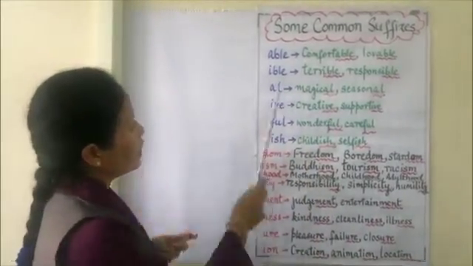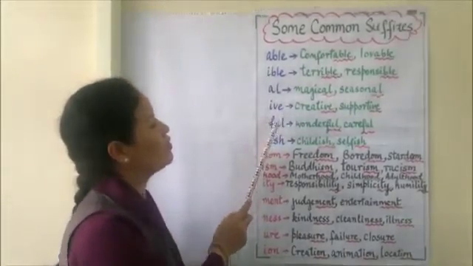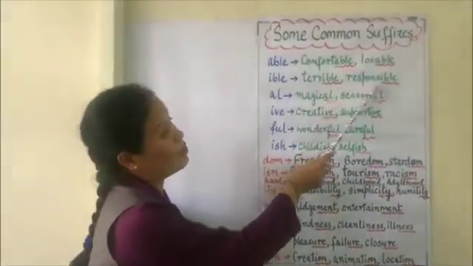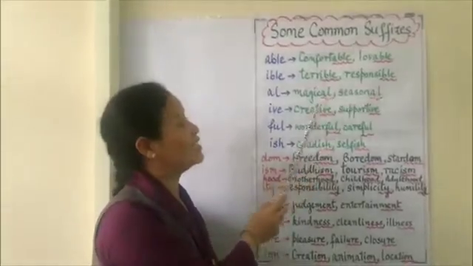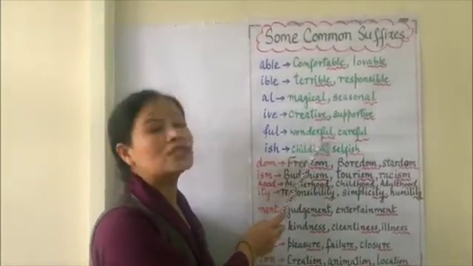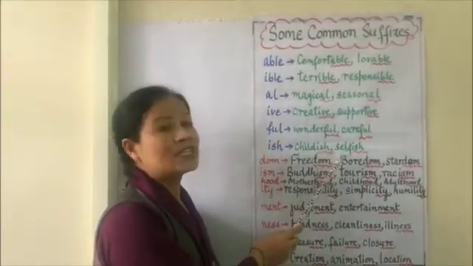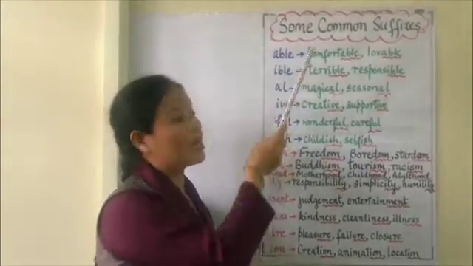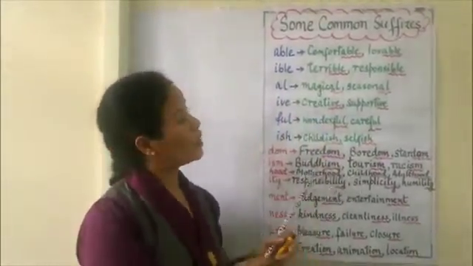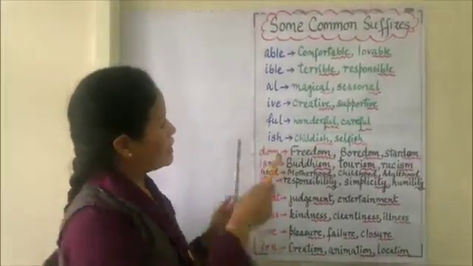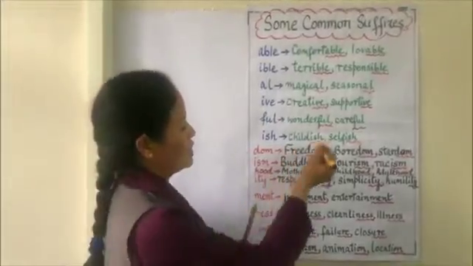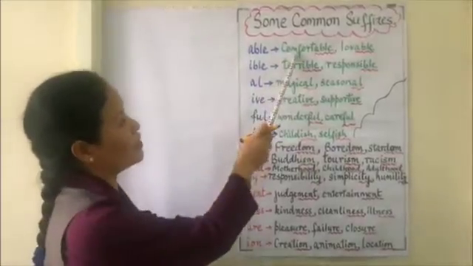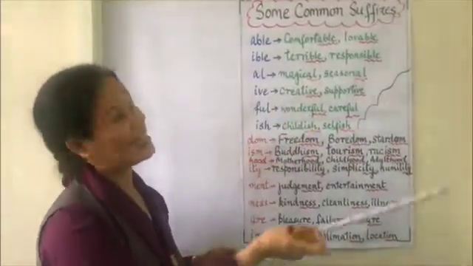So here we have able, ive, ful, ish. So comfortable, lovable, terrible, responsible, magical, seasonal, creative, supportive, wonderful, careful, childish, selfish. Though there are a lot of words that end with these suffixes, I have given just 2 examples for each. You might have noticed that these suffixes work to change the word comfort, love into its adjective.